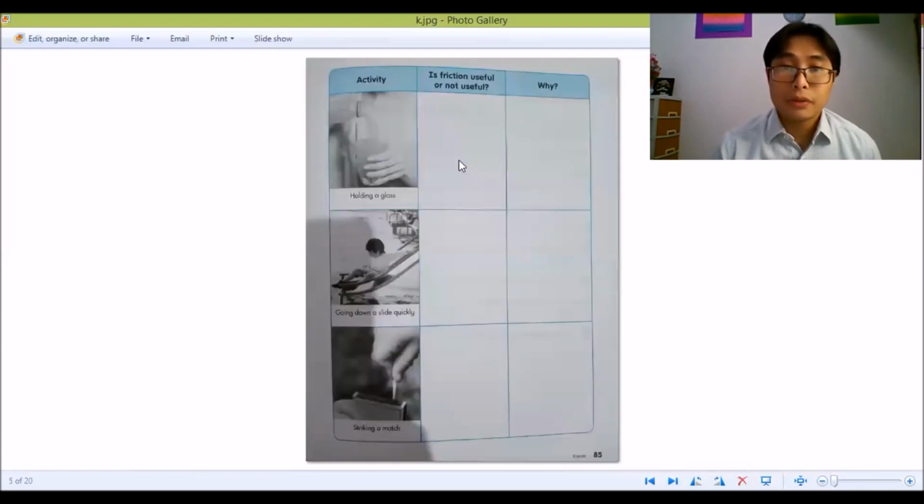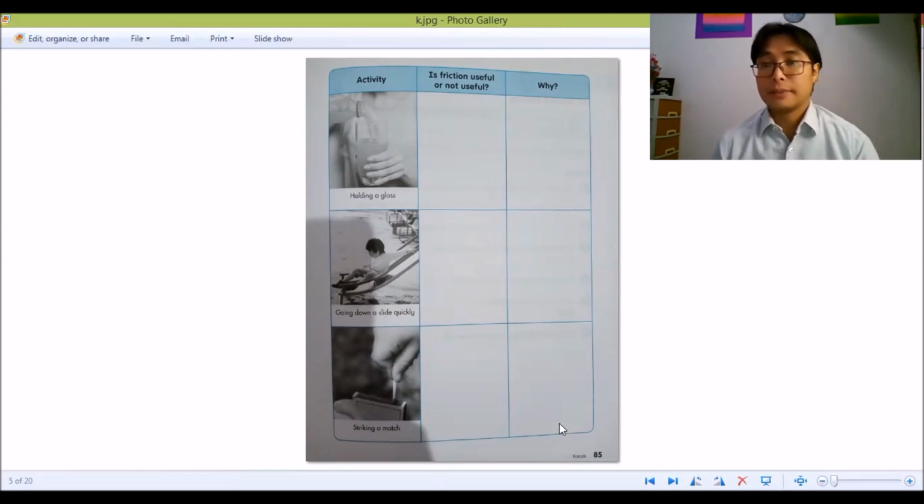Same thing on page 85. Is friction useful or not useful? Holding a glass, going down a slide quickly, and striking a match. And then write all your reasons. Explain it. Is that clear? So let's move on now to our demonstration for worksheet number 4.